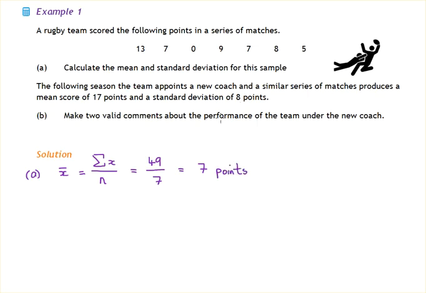And that means that on average the team scored 7 points per game. Make sure that you notice that even if one of the values is 0, it still counts to the total number of data items, so that's why we divided by 7. We're including the 0 there. Now on to part B, standard deviation.